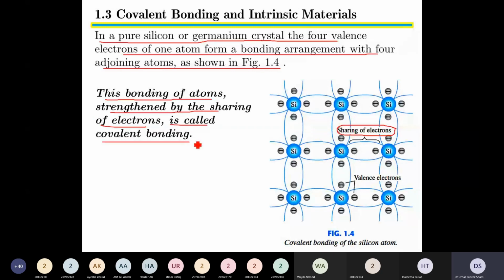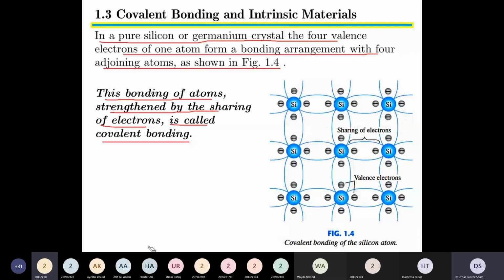So figure 1.4 demonstrates the intrinsic silicon crystal, where the silicon reacts with other silicon atoms to share electrons and complete its octet. And as a result, what do we get? What do we get when we get sharing of electrons? The valence shell is complete. In addition, the interaction of atoms will be strengthened.